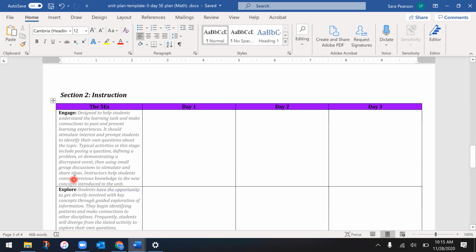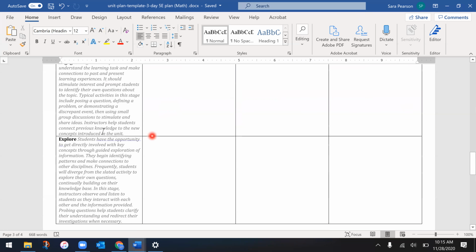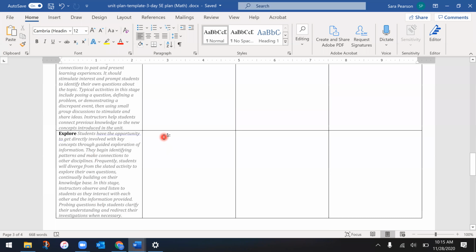In the engage phase, it's just like the anticipatory set. You are not teaching here. You might be reviewing prior concepts or engaging students to get excited about the lesson, maybe introducing the lesson focus question. In the explore phase, students will explore. You still are not teaching yet. They are exploring before you teach.